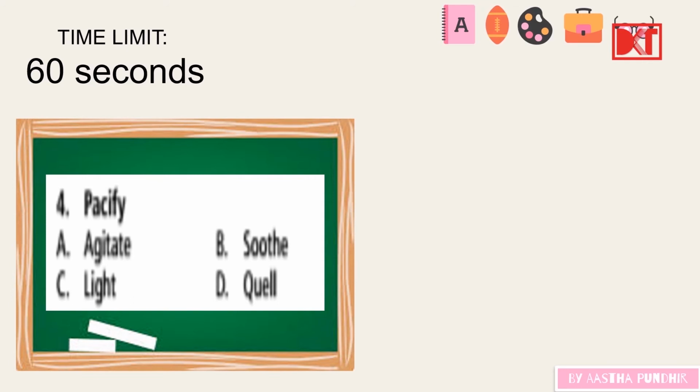Okay, now here we have pacify. The options are agitate, soothe, light, and quell. Now pacify actually means causing peace, bringing about peace. So its antonym, the opposite word, could be agitate. Agitation is sort of causing war and causing disagreement. Other options, soothe, quell, light, could be synonyms of pacify.